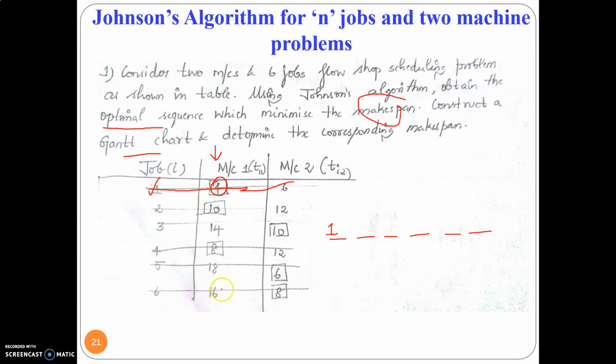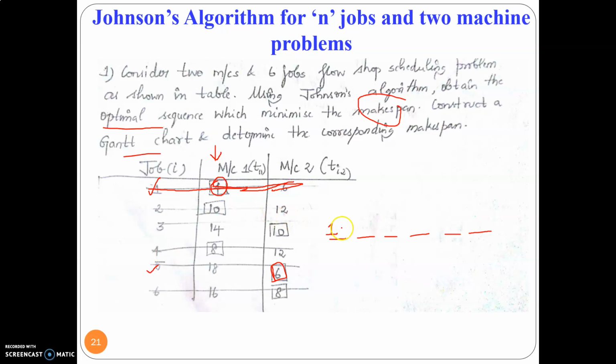Now check out the next minimum processing time. Okay, so you have deleted this. Don't go for 6. So the next minimum processing time is 6. It corresponds to job 5. Now I have to allocate job 5.